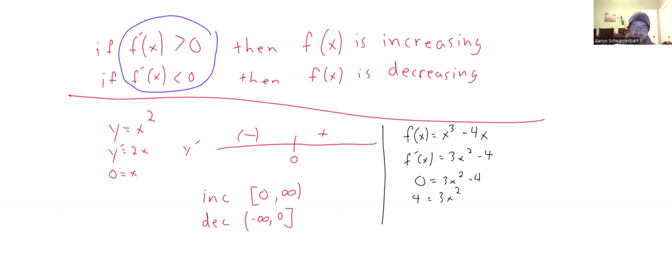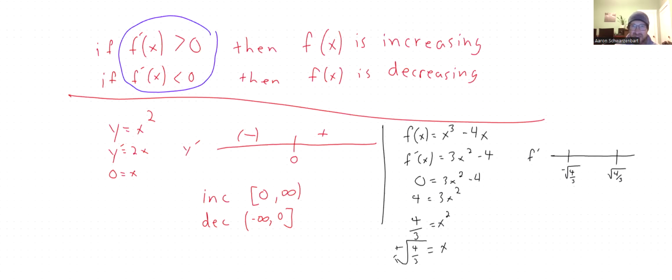So I add 4 to both sides. I divide by 3 on both sides, and I get 4/3 equals x squared. I will now square root both sides, and I get plus or minus the square root of 4/3 is my x value. So I set up my first derivative sign plot. I've got negative square root of 4/3. I've got positive square root of 4/3.